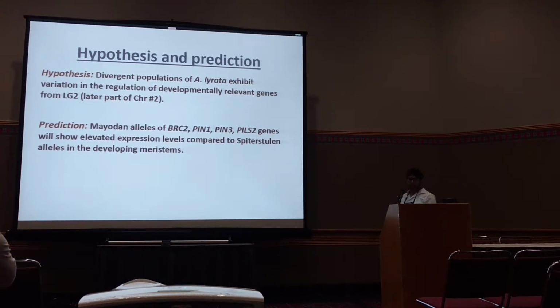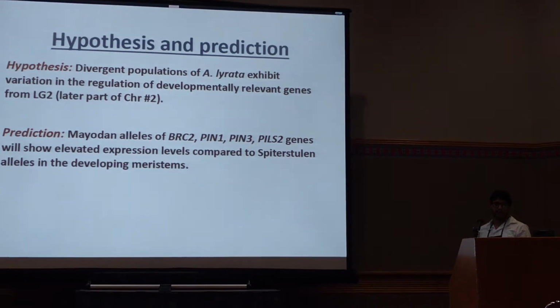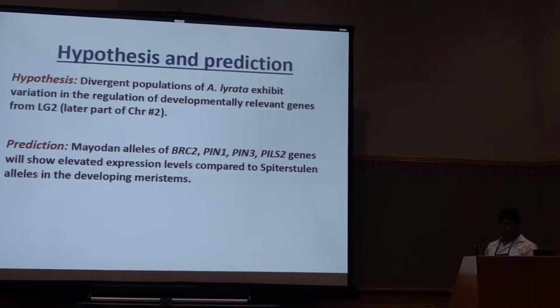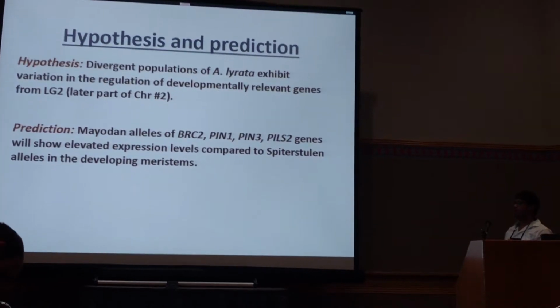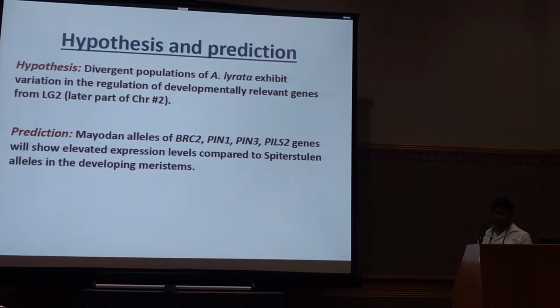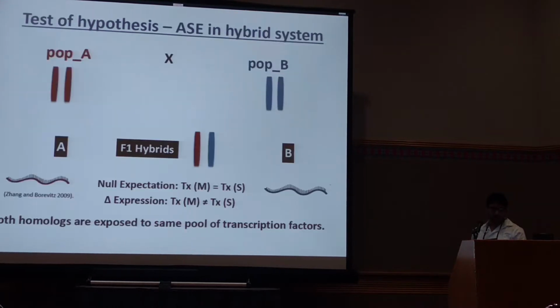So we hypothesized that the divergent population of the lyrata actually shows variation in the regulation of these developmental genes from this chromosome region number 2. And if that was the cause, then we were predicting that the myelin alleles of these genes would show higher expression levels compared to its superior counterpart.